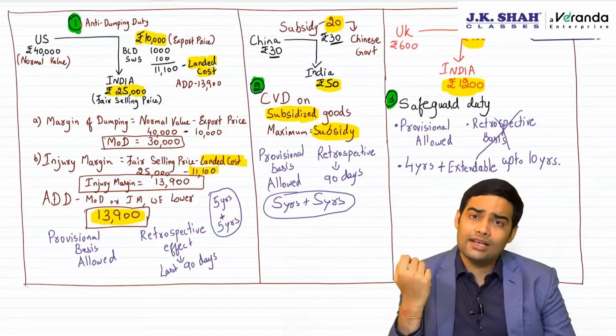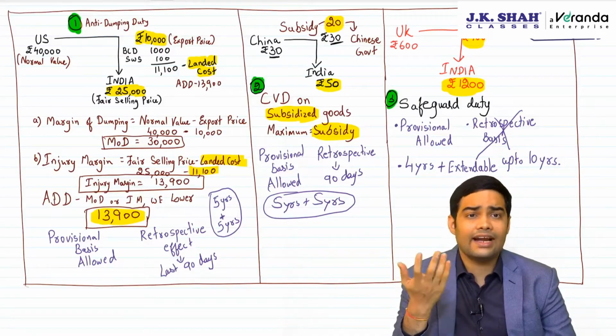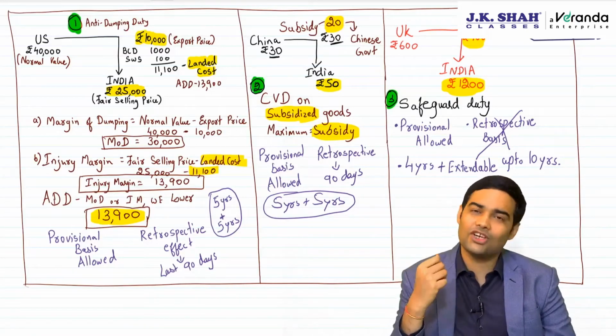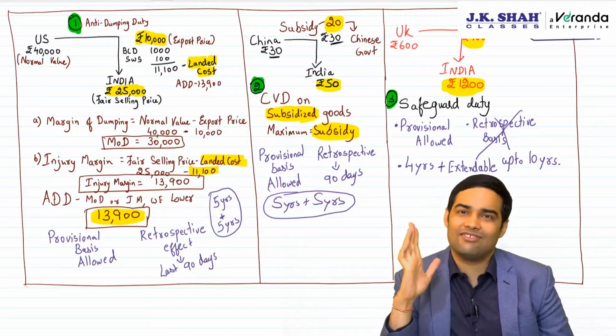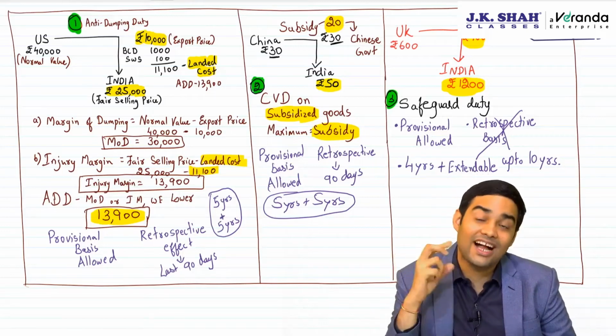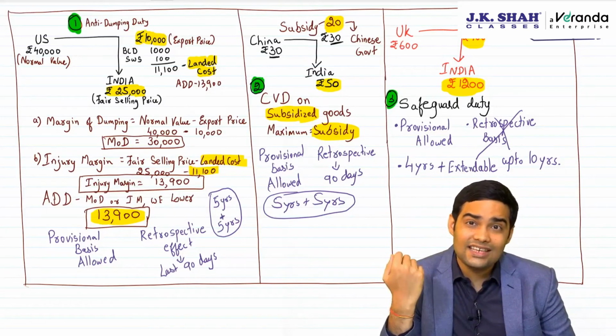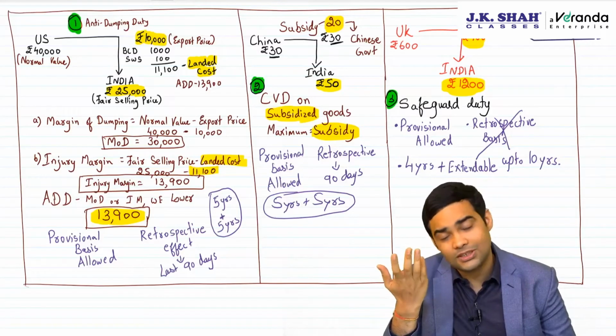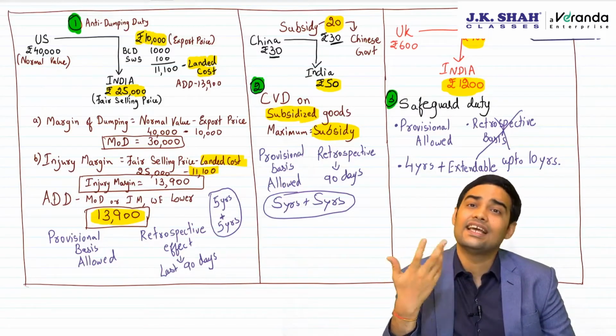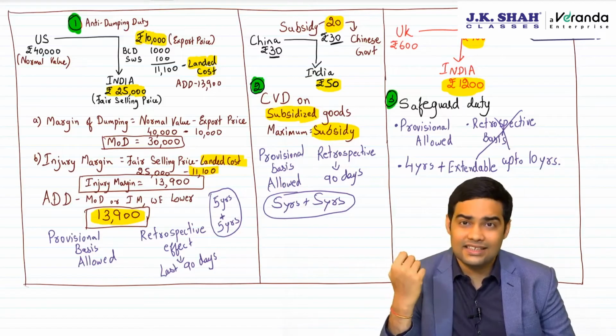Thereafter, can we file a case against any anti-dumping duty as an importer? Because who is affected? Importer is affected. Importer will have to pay more. Can importer go against these anti-dumping duty and CVD on subsidized goods? The answer is yes. He can file an appeal against these.